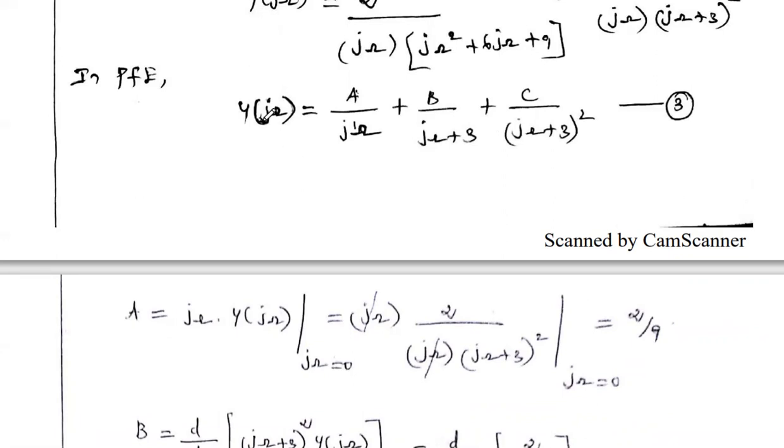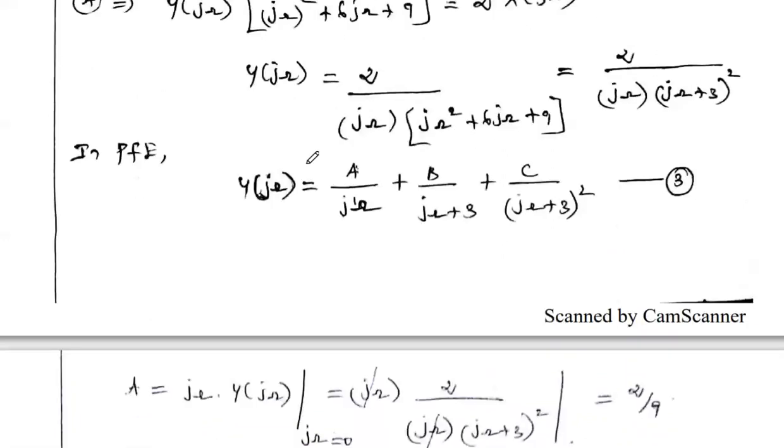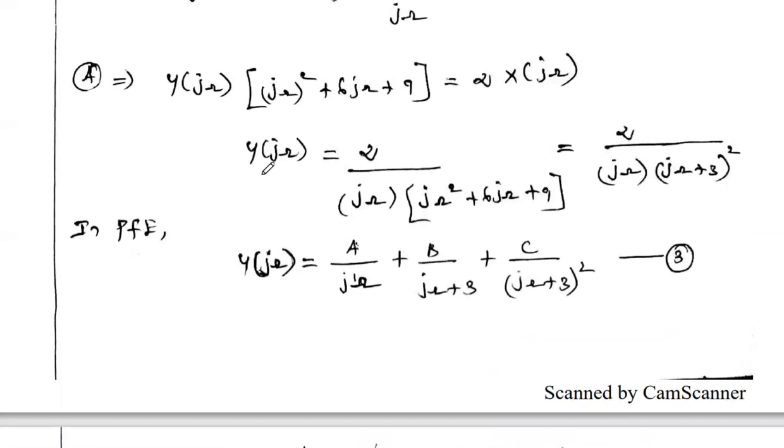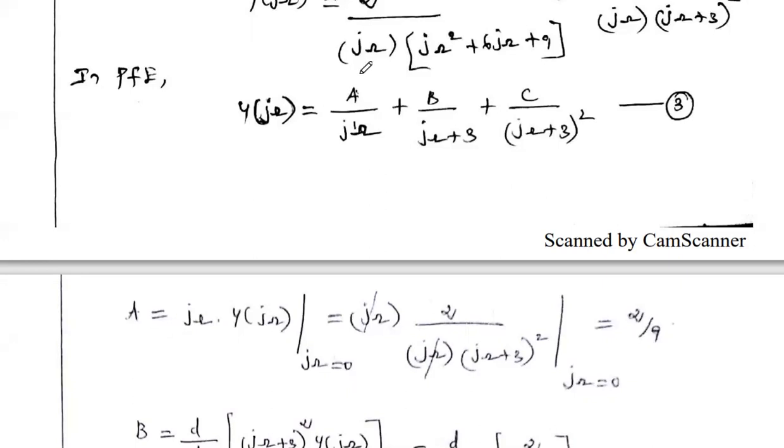Now this Y of j omega, in the partial fraction expansion method, we can split as partial fraction coefficient A by j omega, plus B divided by (j omega plus 3) one time, plus C divided by (j omega plus 3) squared. Consider this as equation number 3. The next step is to find the values of A, B and C.